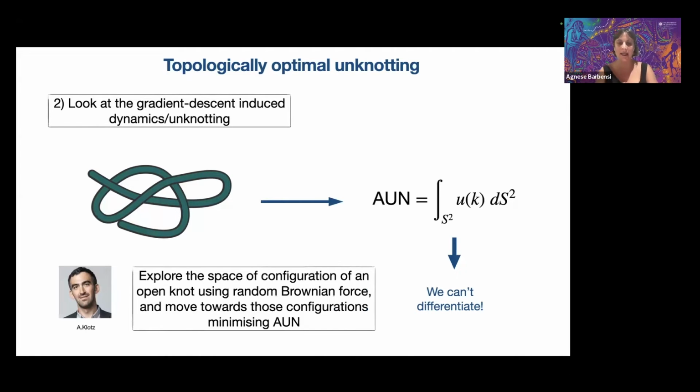And this is where Alex and I implemented the next step, which was, instead of doing what one would want to do, so take the derivatives and follow the gradient descent, we decided to explore the space of possible configurations of open knots using random Brownian force, and define an optimization procedure that allows us to move towards those configurations minimizing the average raveling number, with the hope of approximating an unknotting pathway that was close to optimal from a topological point of view, from an average raveling number perspective.